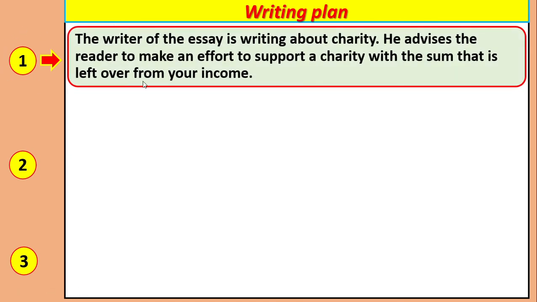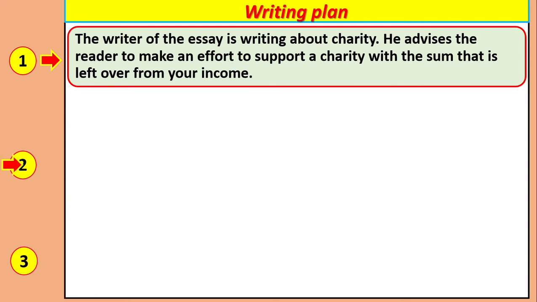Let us see now what we are going to do. For example, in the first paragraph, I can say that the writer of the essay is writing about charity. Do we agree about this one? That's right. So he's talking about charity. He advises the reader to what? To make an effort to support a charity with the sum that is left over from your income. So this is the main idea. He asks people to give money to charity from the money left over from their incomes. Okay, so this is the main idea. We rewrite the sentences in our own words. That's right.